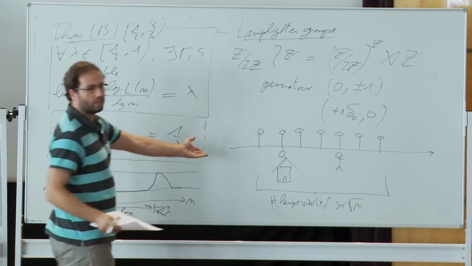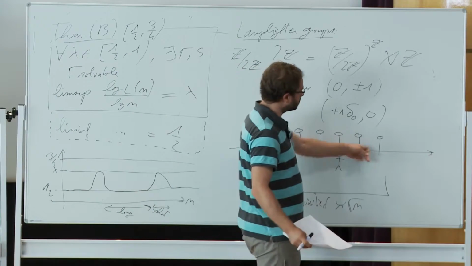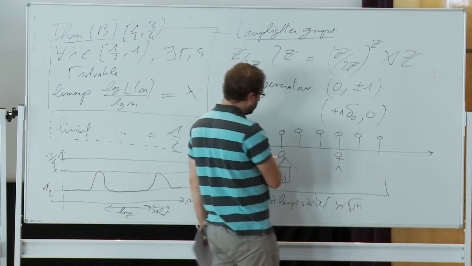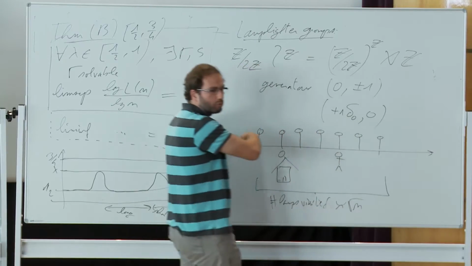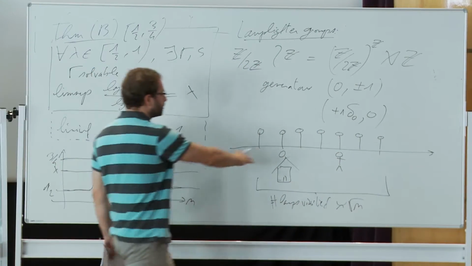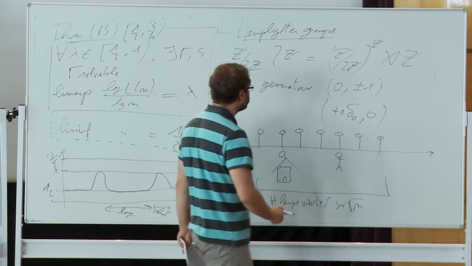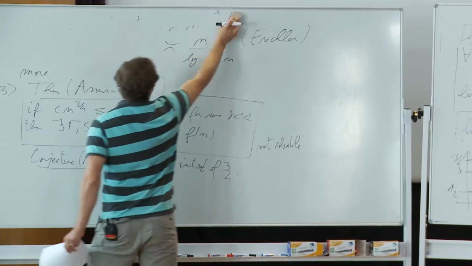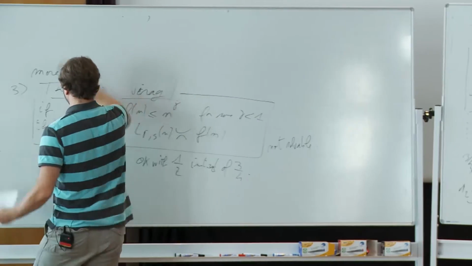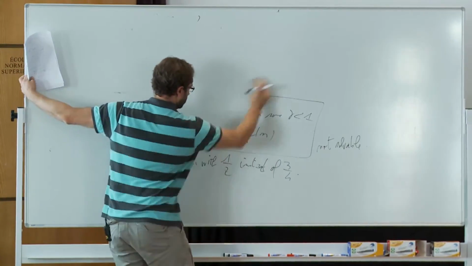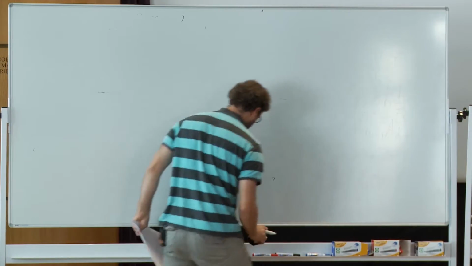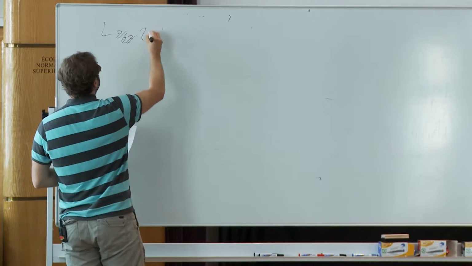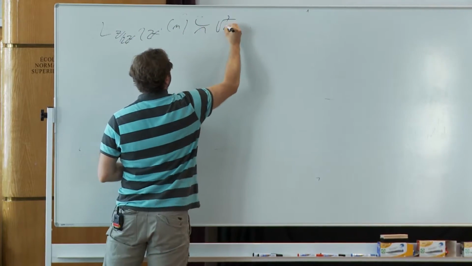So how long does it take him to go back home? Well, it's easy. He just goes to the rightmost lamp, turns it off, goes to the leftmost lamp, and turns off appropriately all the lamps, and then goes back home. So the speed is essentially square root of n up to a multiplicative constant. So the speed in this group is comparable to square root of n.